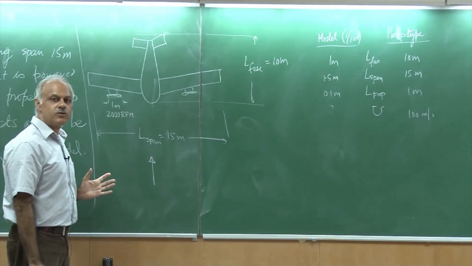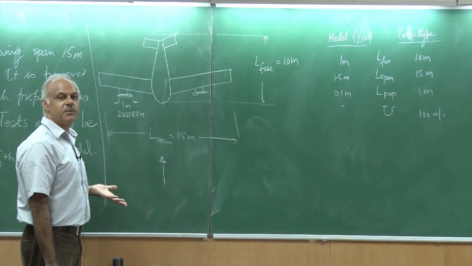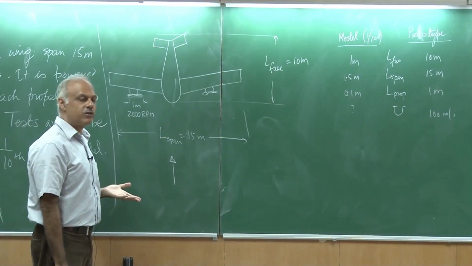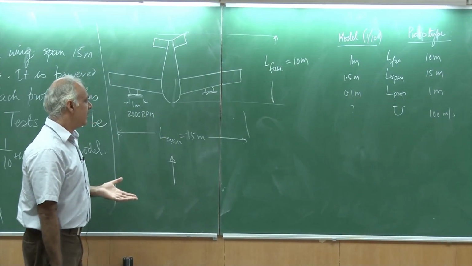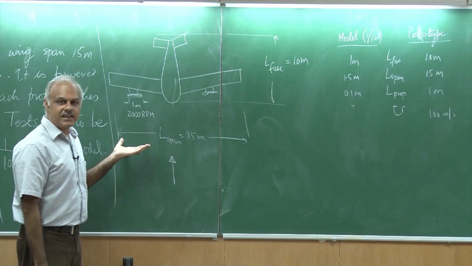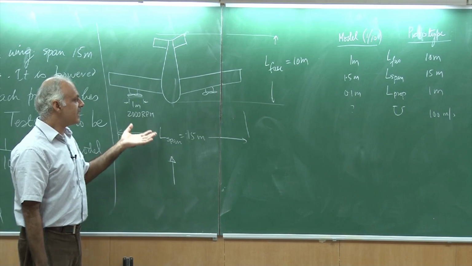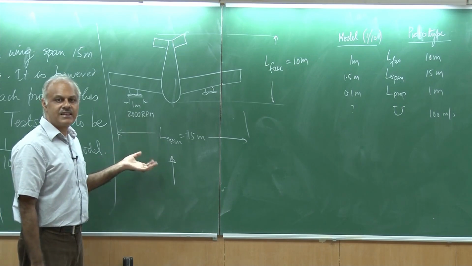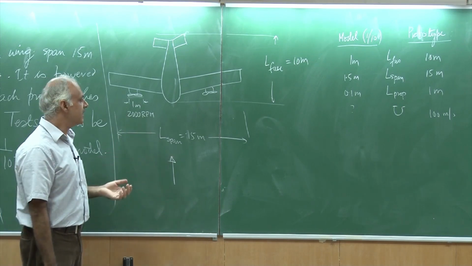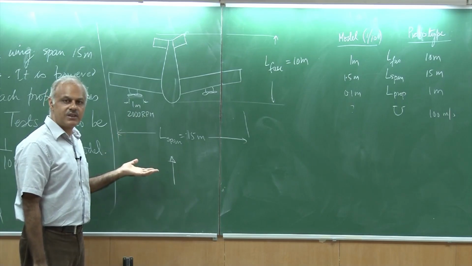So, first let us argue what are the similarity parameters that are important for this problem. We are not interested in gravity related effects, so Froude number is out. We are not interested in pressure related effects directly, there is no imposed pressure, and we are not interested in cavitation for the time being.